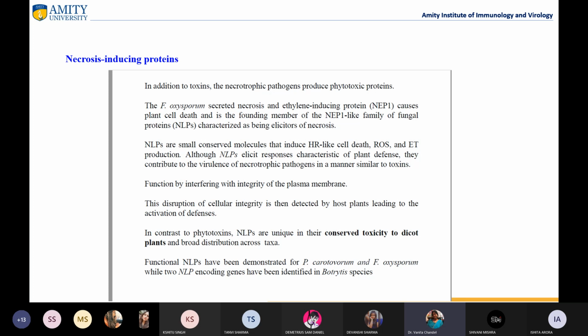So in contrast to phytotoxins, NLPs are unique in their conserved toxicity to dicot plants only, not to monocot plants, right? So these are some of the research which has been done by the people, and they have said that certain necrosis inducing proteins are also being identified, right?